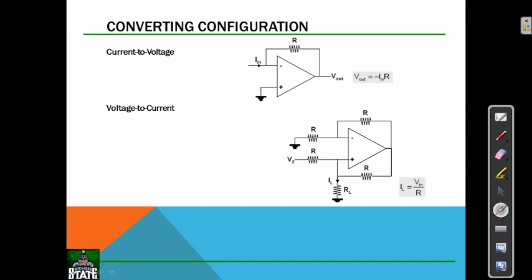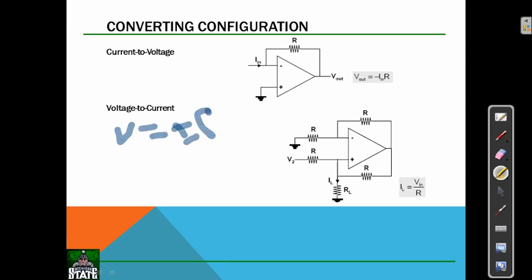Then the voltage to current converter. Here the negative terminal is connected to ground through a resistor, and the positive terminal has a voltage input with a resistance, and there is a current through the load resistance RL, which is connected to ground. Then again we have a feedback resistor from the negative side, as well as a resistor on the positive side. So from the formula, as I said before, Ohm's law V equals IR.